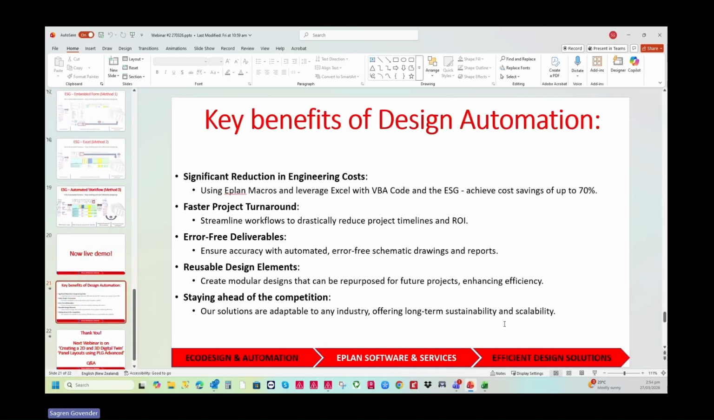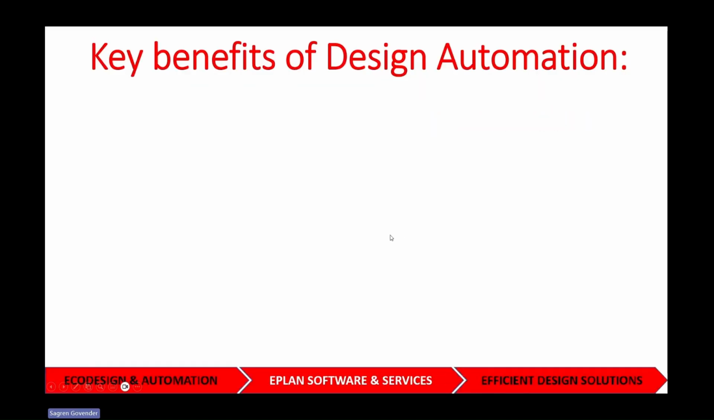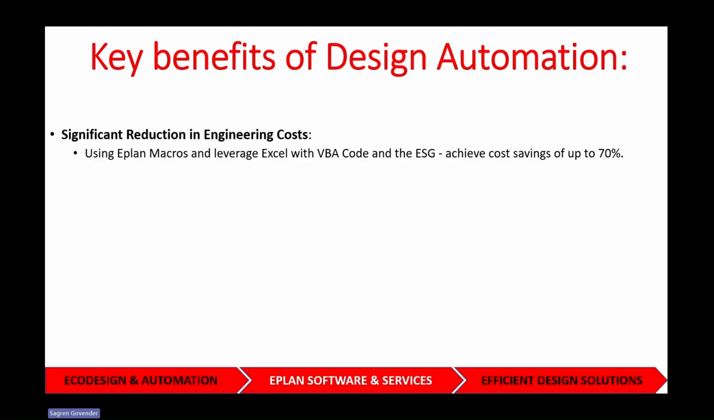Just go back to my PowerPoint in here. Just a bit of a recap on some of the key benefits of design automation. Obviously, there's a significant reduction in engineering cost, as you've seen. What would have taken you maybe a couple of weeks to have done manually, we can generate that in a few minutes or in an hour or so. And we do that by utilizing Eplan macros, leveraging the Excel, VBA, our ESG, our PLG, and that you can achieve savings of up to 70%, and that's a conservative number. It can be even more. The more effort you put into your macros and your VBA, the closer you can get to generating 90+%.